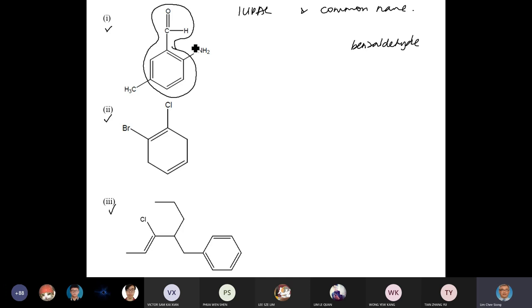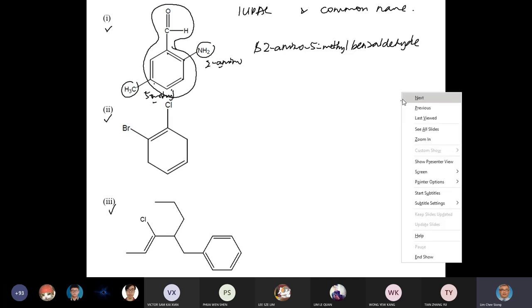Okay, benzyl aldehyde, then followed by NH2 and the CH3. So when you give the name, this is carbon number 1, this is 2. 2, we have amino. 3, 4, 5. 5, we got methyl. So according to alphabetical order, A first. So the name becomes 2-amino-5-methyl benzyl aldehyde.